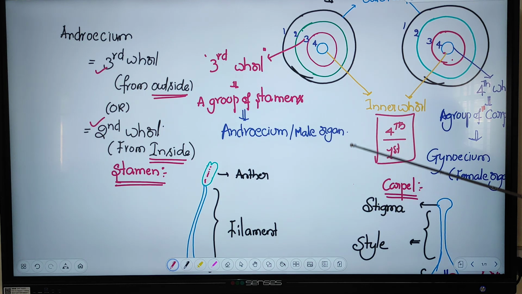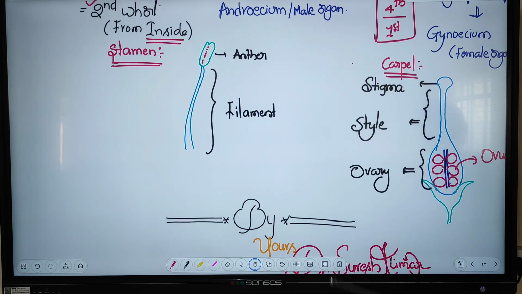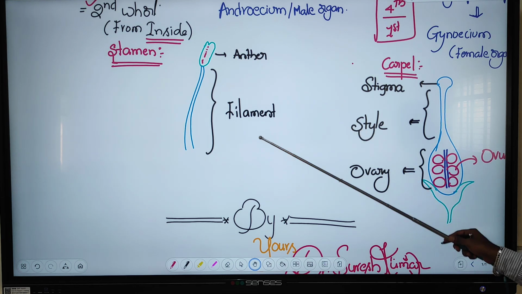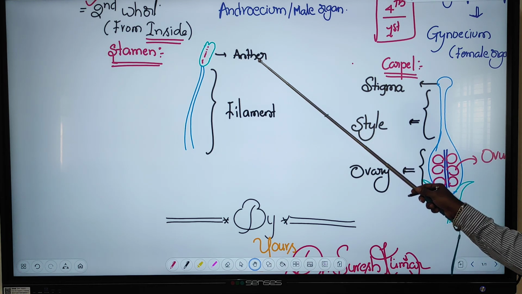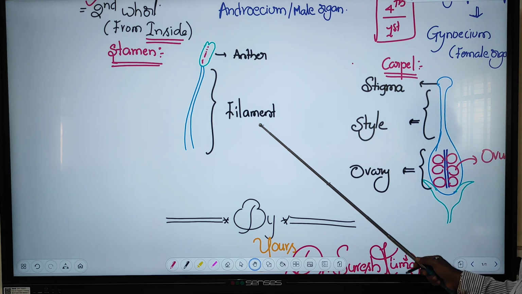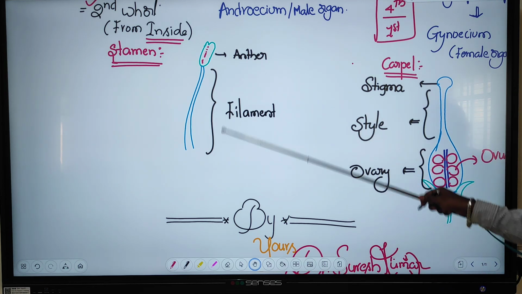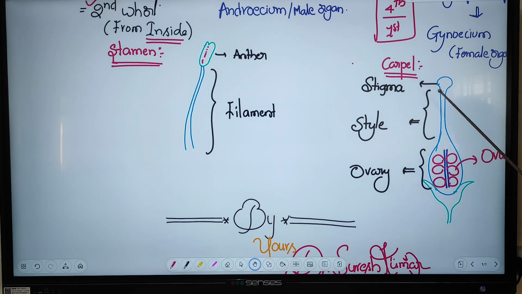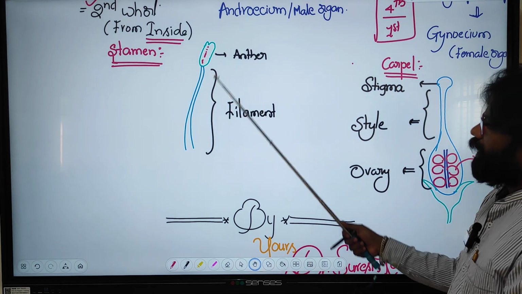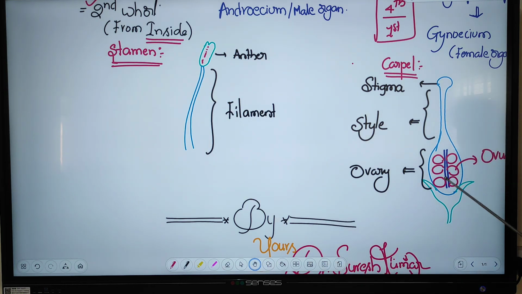Then afterwards, the structure of the stamen and the structure of the carpel. The stamen is composed of two parts: the apical part is the anther, which is the swollen part, and the elongated slender part is the filament. Both together are collectively called the stamen. The carpel is a structural and functional unit of the gynoecium, just as the stamen is a structural and functional unit of the androecium. It has three parts. What are those? The basal swollen part is the ovary, the elongated middle part is the style, and the last one is the stigma.